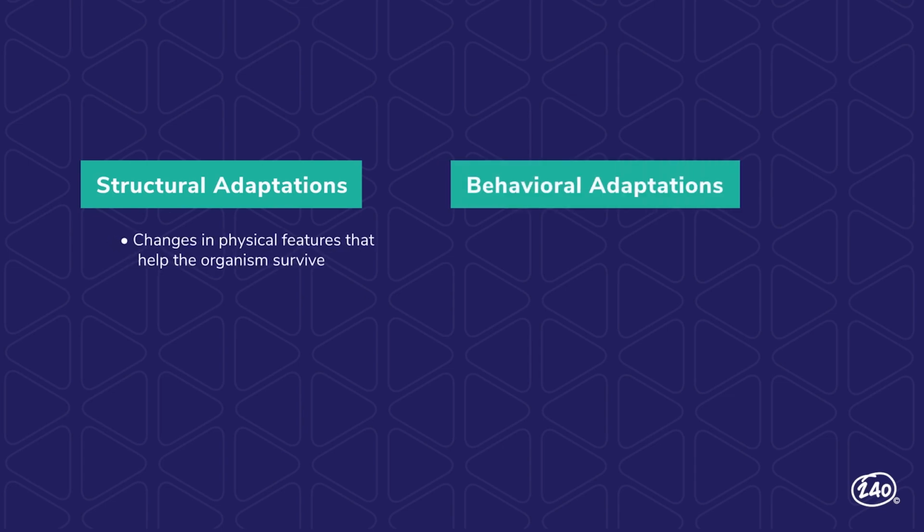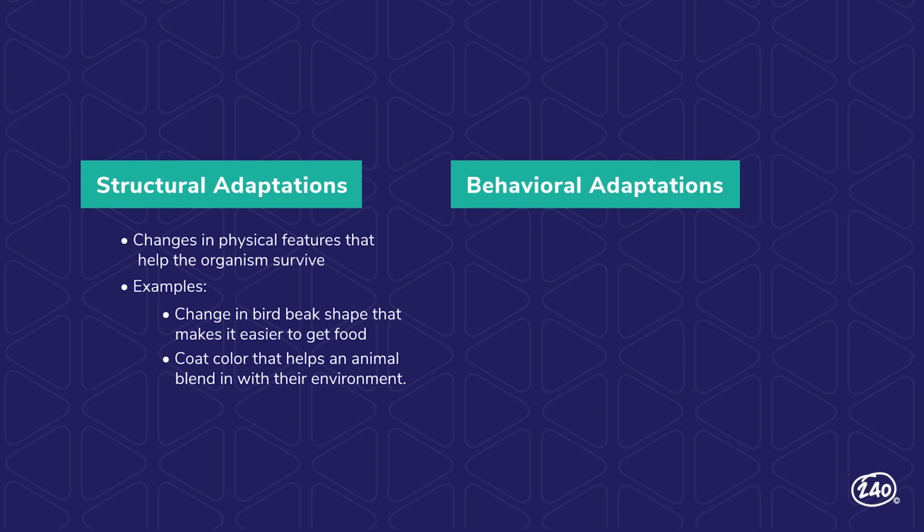Structural adaptations are physical features that help an organism survive. Think a bird species that develops a different beak shape that makes it easier to get food, or a coat color that helps an animal blend in with their environment. Behavioral adaptations are things that organisms do naturally, usually to avoid harm.